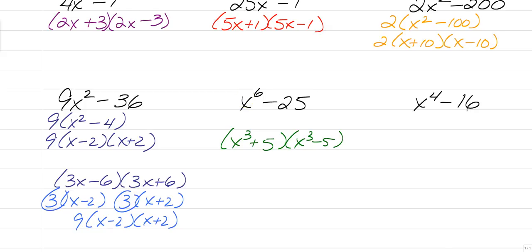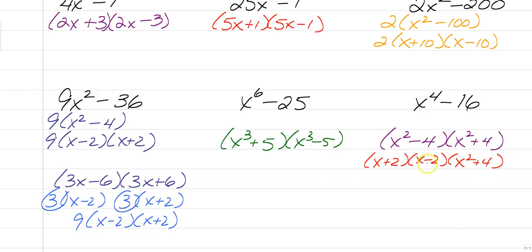And finally, the last one, the square root of x to the 4th is x squared, so you should have x squared minus 4 and x squared plus 4. But hopefully you realize that x squared minus 4 is difference of two squares again. So just this x squared minus 4 could have been factored to x plus 2 and x minus 2. And of course you must keep the x squared plus 4. So that long thing right there on the bottom would have been your final answer.